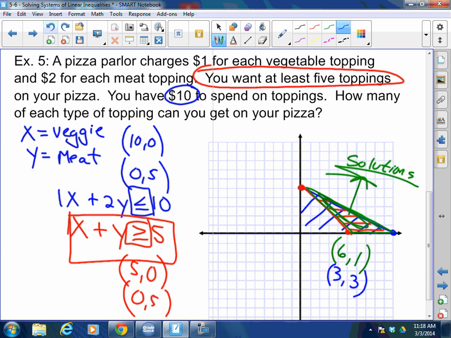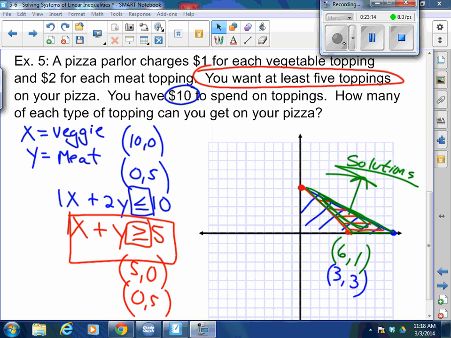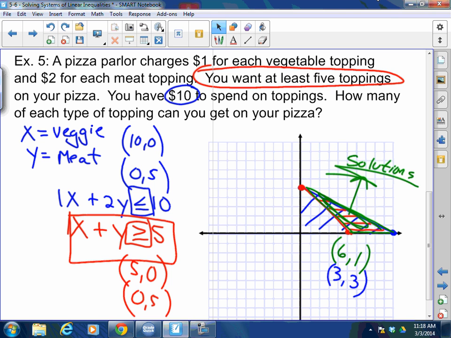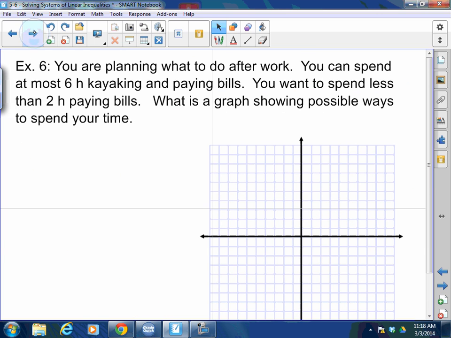Does that make sense, folks? Yes? Okay. Last one. Let's see if we set this up the right way. So, may I continue, my friends? All right. Now, you're planning what to do after work. I messed this up on your paper, so you may have to scratch out some parts. Sorry.